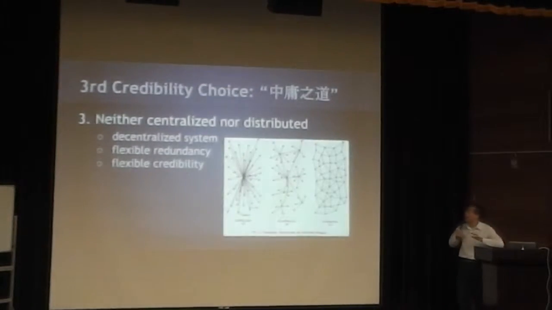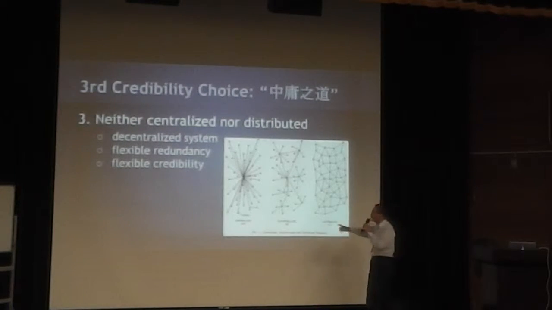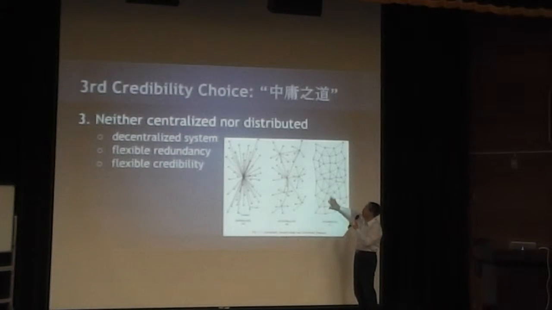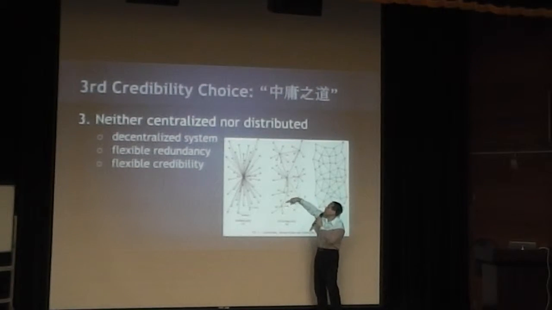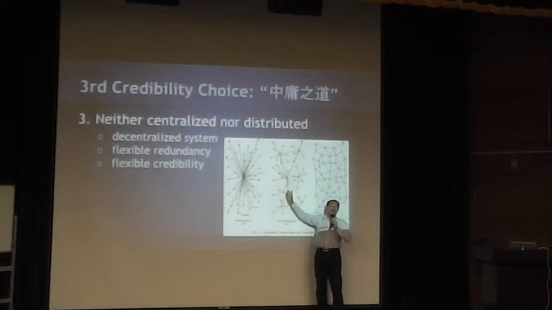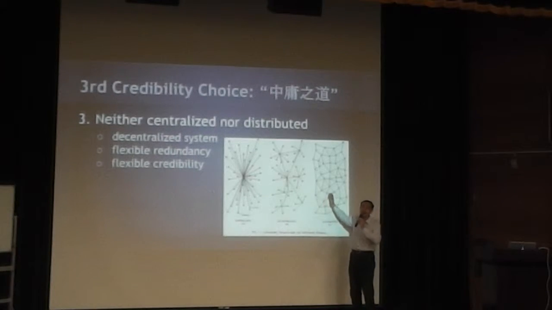The third choice is neither centralized nor totally distributed. So exhibit A is the centralized system, and exhibit C is the distributed system, like Bitcoin. Every node is distributed, fully distributed, and we are using this middle of the road approach. So this is the decentralized system. You have some nodes that you trust. This reflects the real world better, because in the real world you do trust at least something. Otherwise, human beings cannot function well.